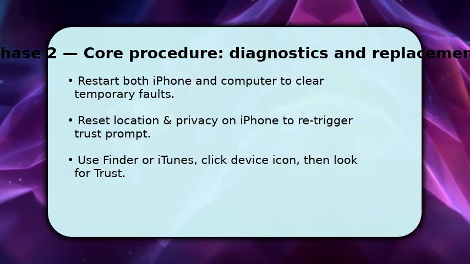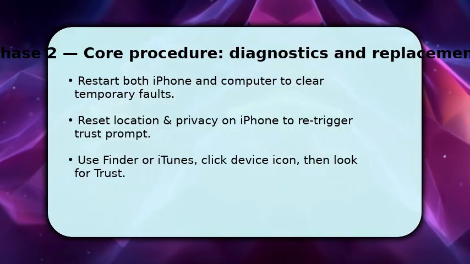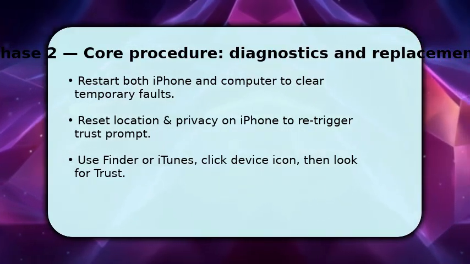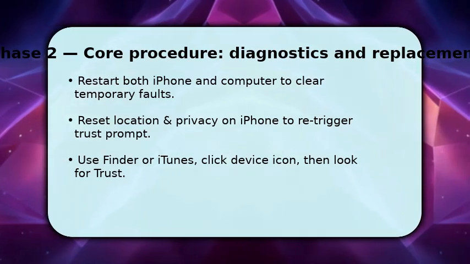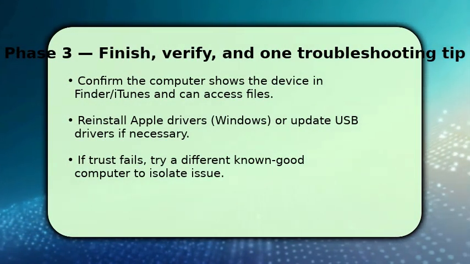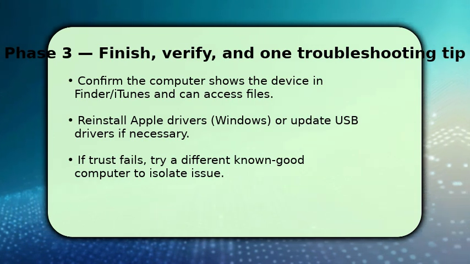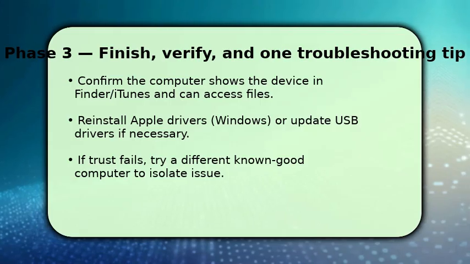Then open Finder or iTunes immediately, select your device, and when the dialog appears, tap Trust and enter your passcode so the computer gains permission. After you tap Trust and authenticate on the iPhone, verify the computer recognizes the device in Finder or iTunes and that backups, photos, or file access work.